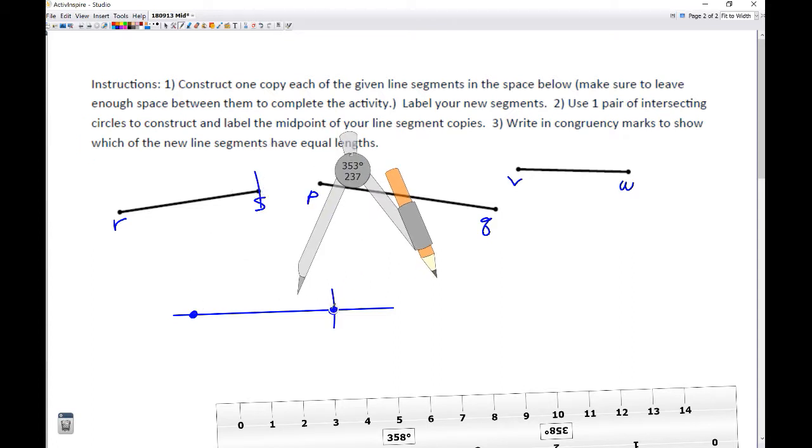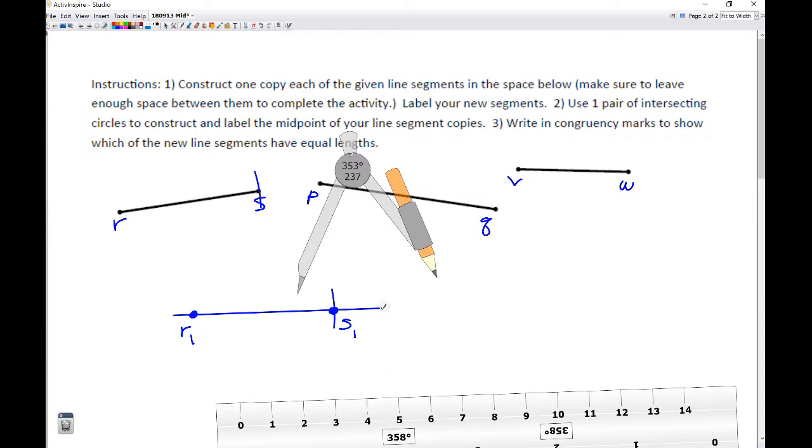All right, so this is going to be my new RS. Let's just call it R sub 1, S sub 1, okay? So we'll just call our copies with the little sub 1s on them. So you can do a PQ sub 1 and a VW sub 1. All right, and then let me clean up here just a little bit. I want to erase just a little bit on my line here.